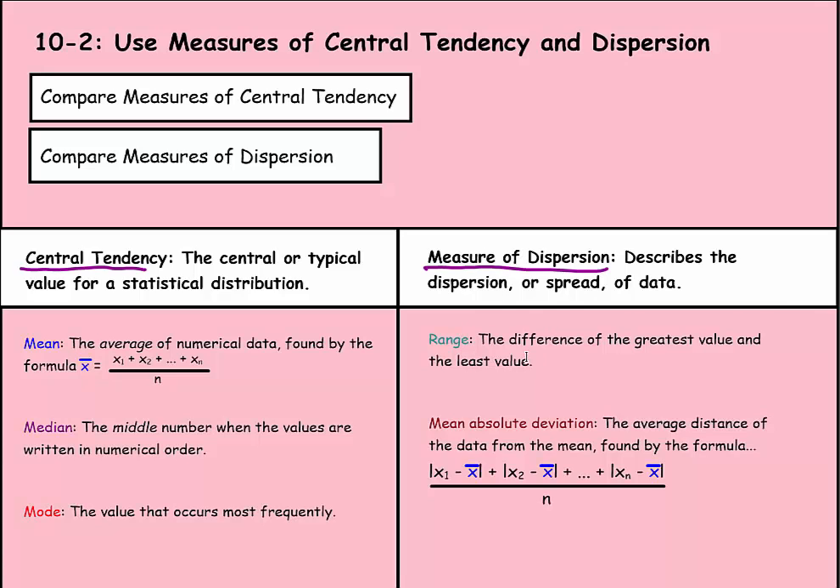The range will tell us the difference of the greatest value and the least value, so that tells you dispersion. This also tells you dispersion, the mean absolute deviation. That's the average distance of the data from the mean. And in the formula where you find it, you find the absolute value of the distances away from the mean and divide it by the amount of numbers in the data set.